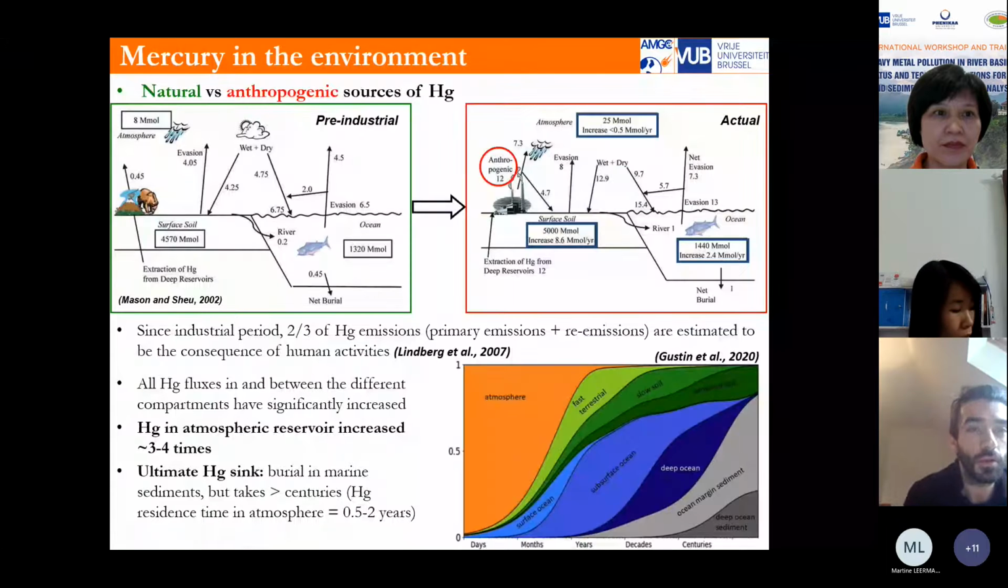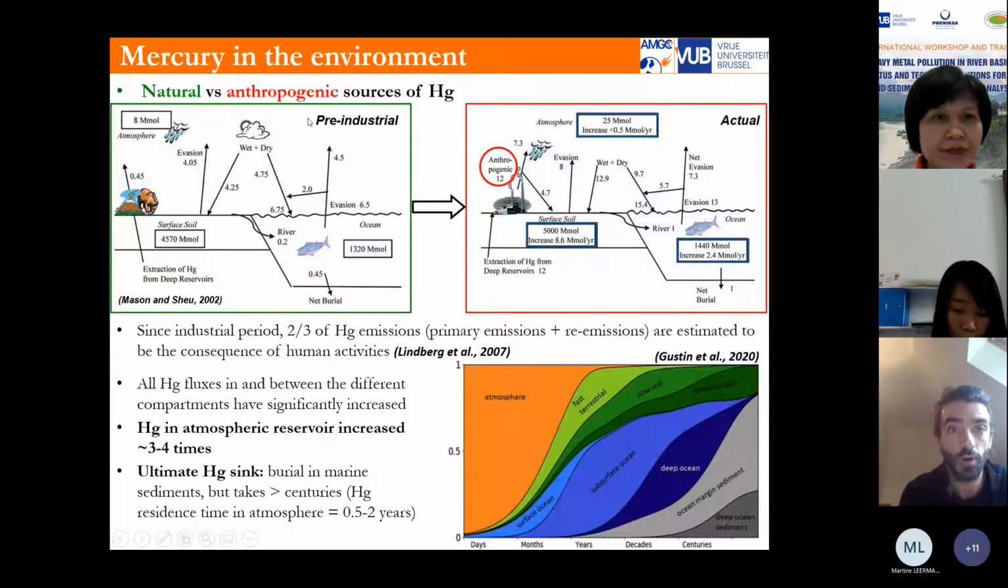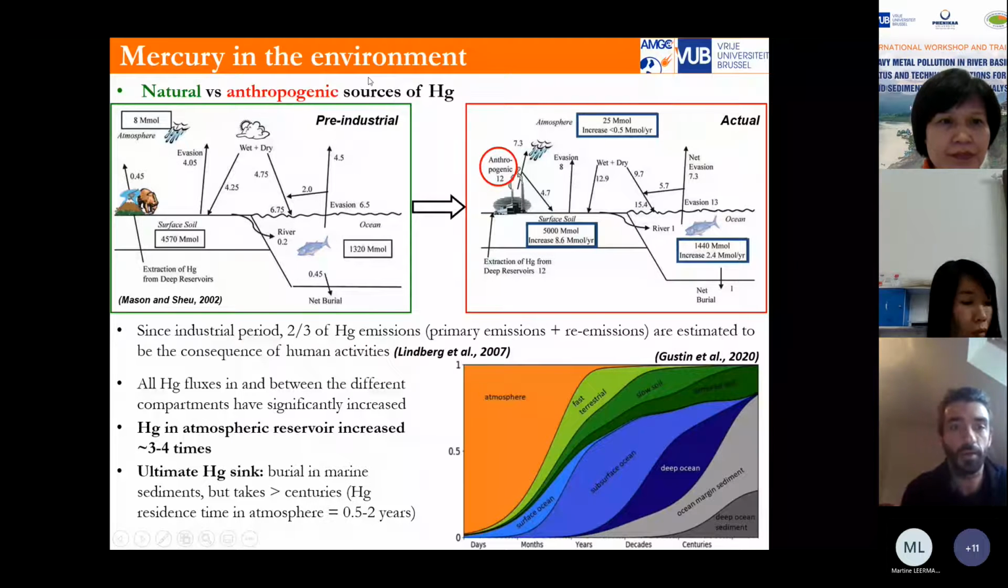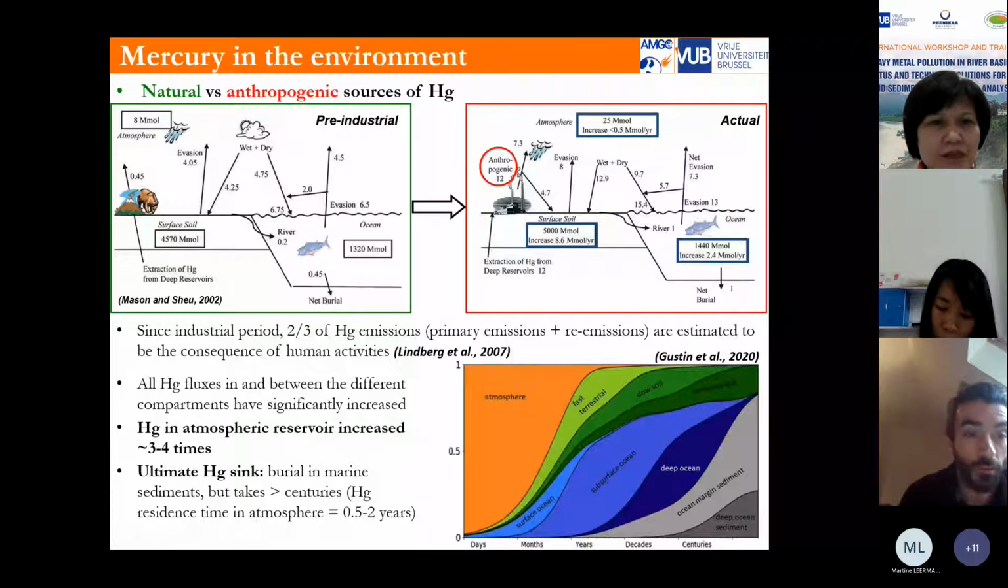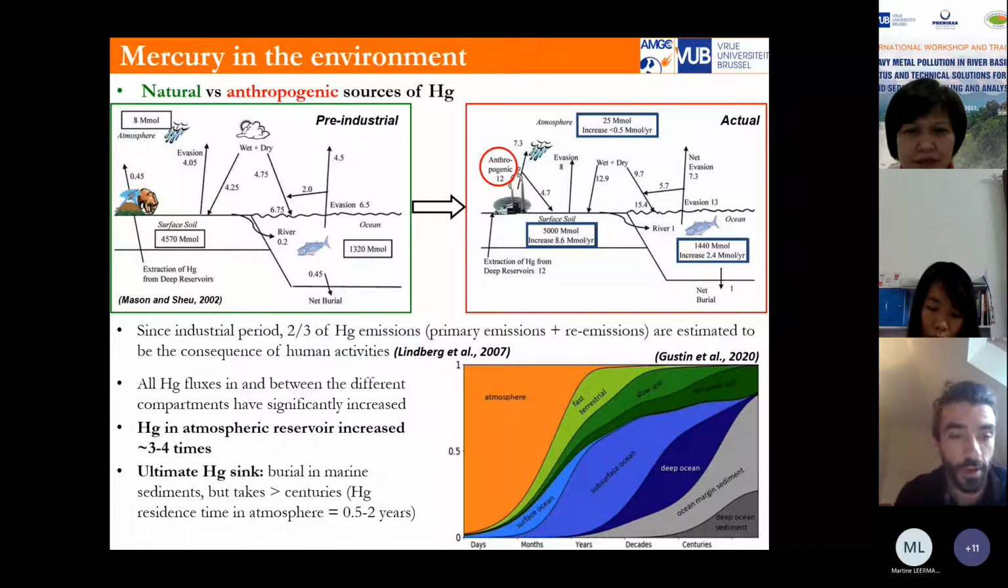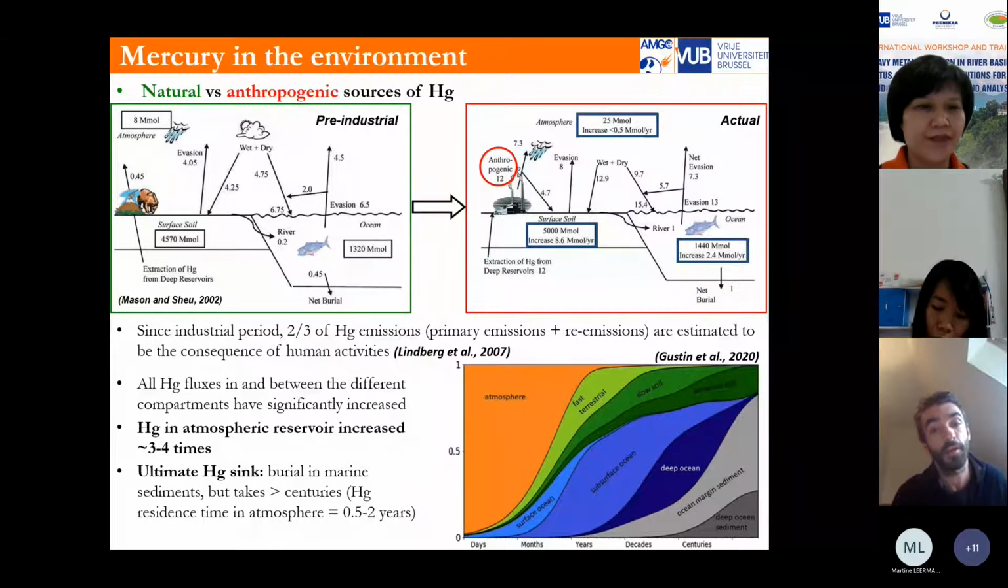So basically, already at the beginning of the 2000s, people started to make models and compare flux and storage of mercury in the different Earth reservoirs between pre-industrial times and the present. And you can see that since the industrial period, about 2/3 of mercury emissions are estimated to be due to human activities. And the stock of mercury in some reservoirs, such as the atmosphere and oceans, has significantly increased. Of course you have a mercury sink, which is burial in deep sediments, but it takes more than centuries to do that. Whereas the mercury residence time in the atmosphere, where it's mostly emitted now, is only 0.5 to 2 years. So eventually you have a constant increase of mercury in those reservoirs.